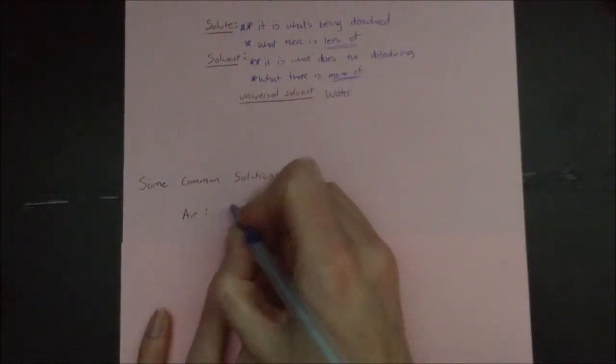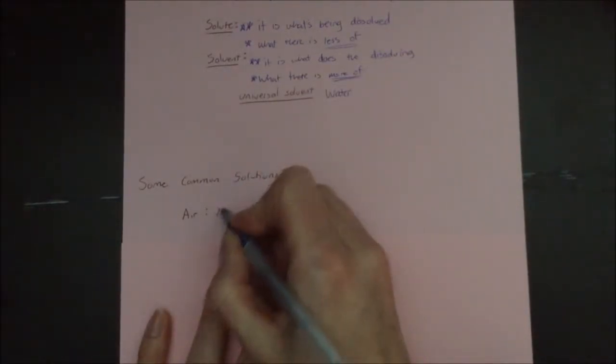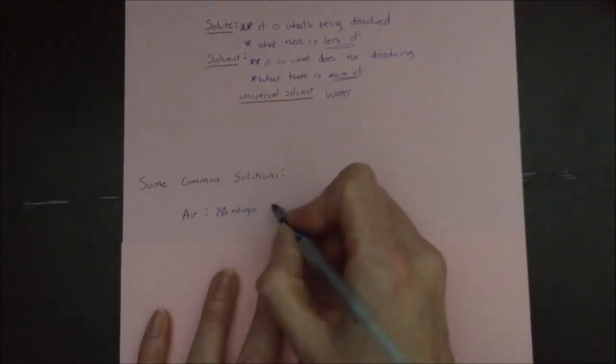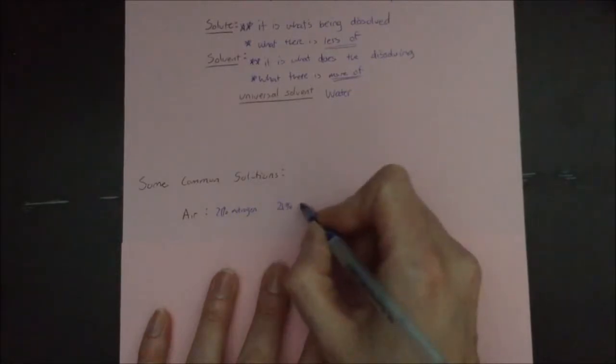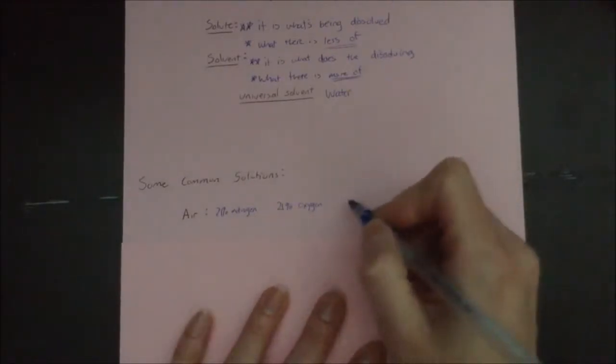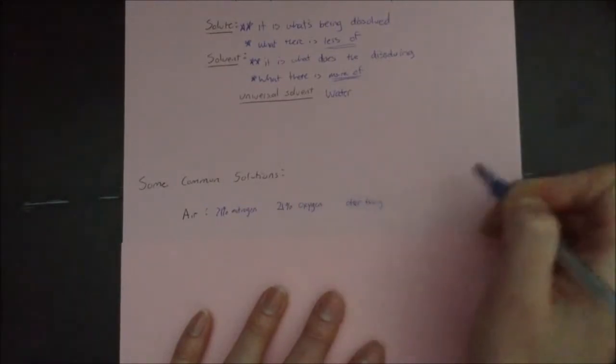Air is a solution. You can't see the parts. There are some things dissolved in the air. If you think about it, it's what, 71% nitrogen, maybe it's 70%, and then it's like 21% oxygen, and then various small percents of other things, like argon and carbon dioxide, those make up the other 2 big ones.